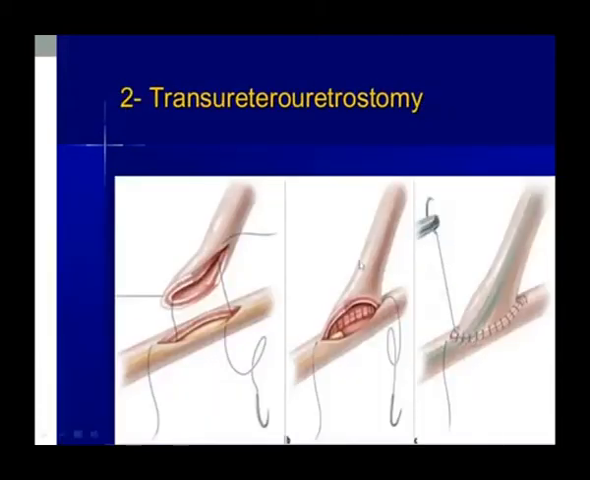This is the transureteroureterostomy. You can see here this is the injured ureter which has been freshened up, and this is a normal ureter where this is placed. So this is end-to-side anastomosis of ureteroureterostomy. This is the normal ureter, and this is the traumatized ureter, which has been implanted to the opposite side.